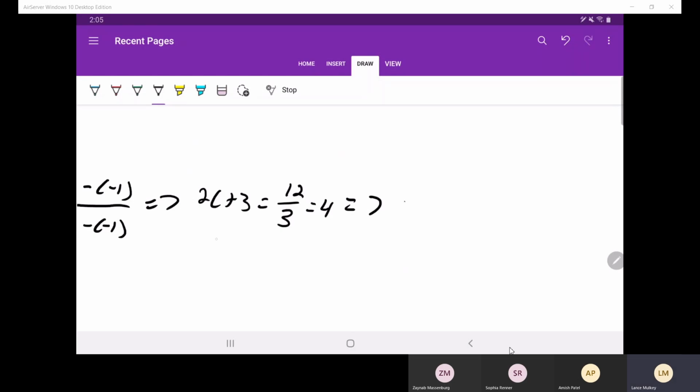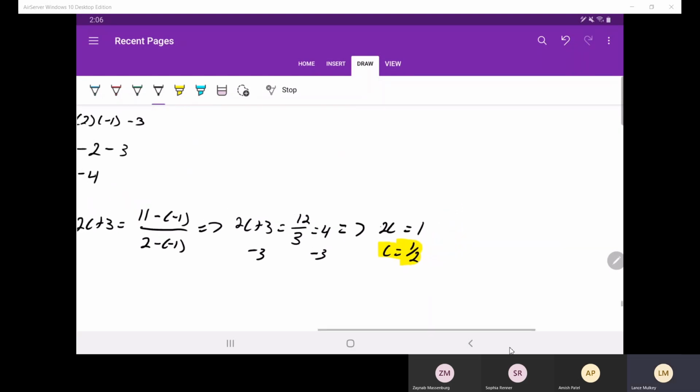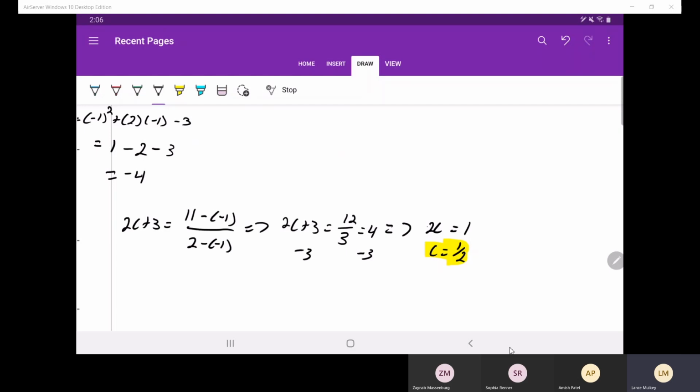So subtract 3. So you get 2c equals 1, and c equals 1/2. Everybody follow along what I did there? I just did algebra and solved for c. C is just another variable.